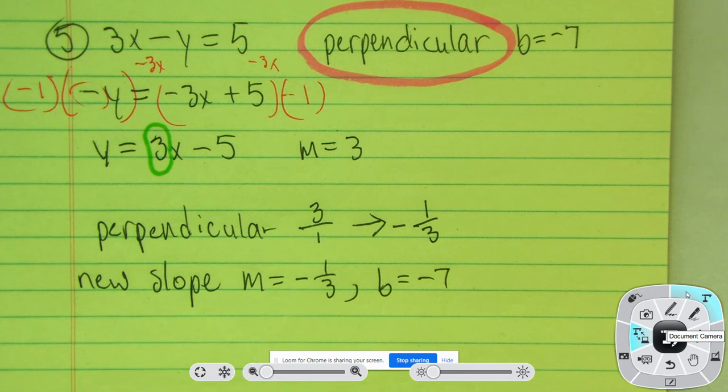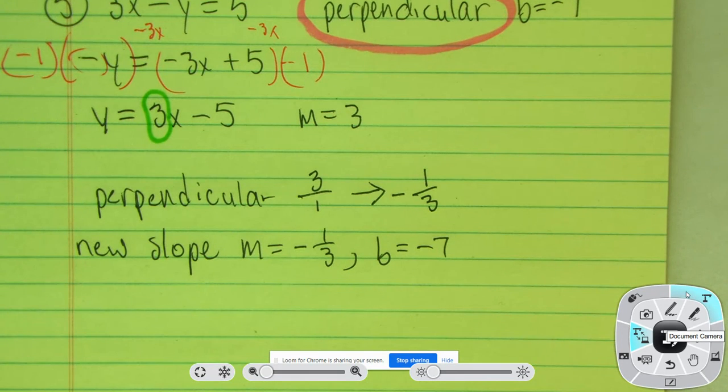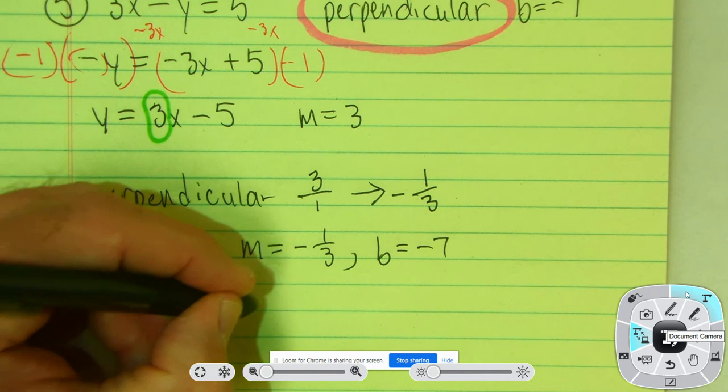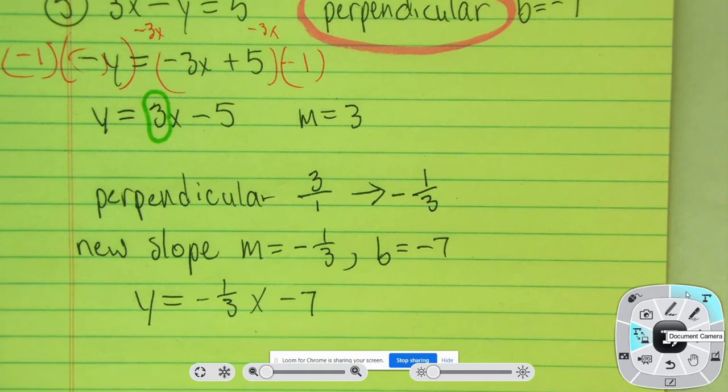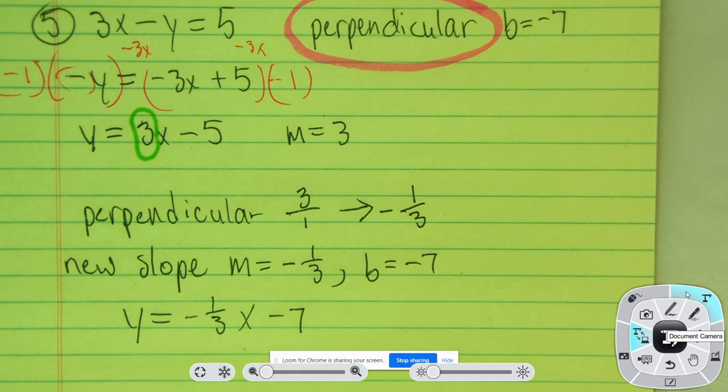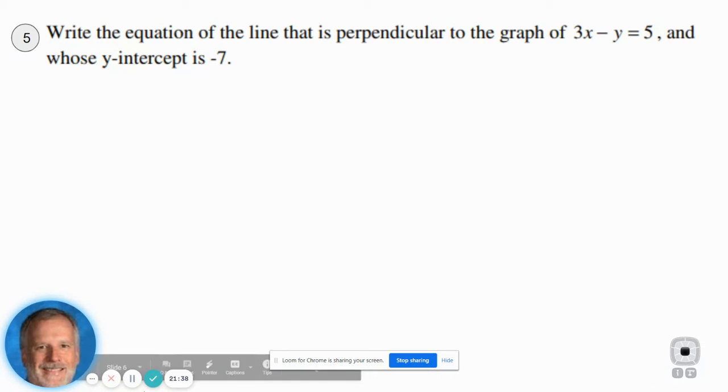All right, if I can get it to that point, I've got this taken care of. All I have to do is write the equation y equals negative 1/3 x minus 7. And that is the equation of a line that is perpendicular to my original equation, 3x minus y equals 5, and has a y-intercept of negative 7. So I can create equations using the information I've got and using just 2 facts: parallel lines have slopes that are equal and perpendicular lines have slopes that are negative reciprocals.